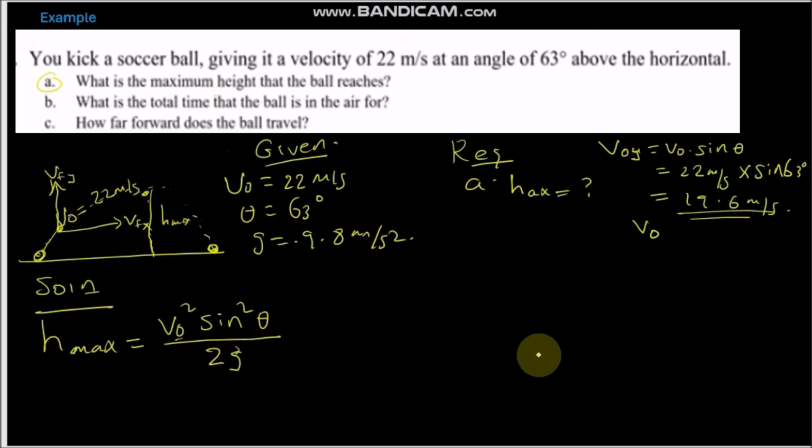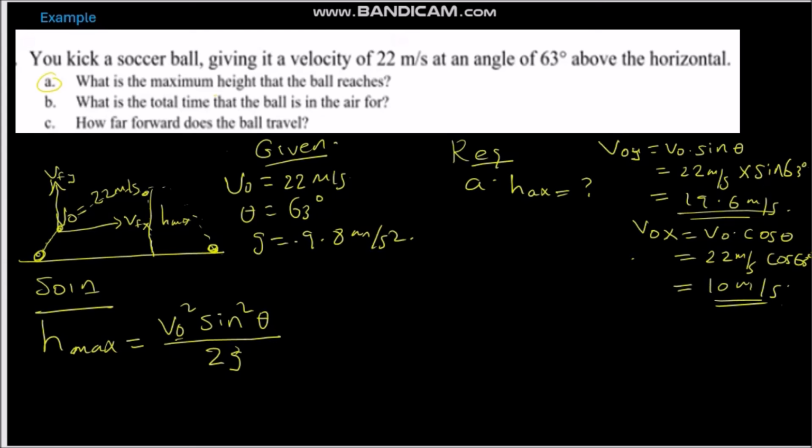V naught x is v naught times cos theta. It means we can use v naught 22 meters per second times cos 63 degrees. This is again around 10 meters per second. Okay.